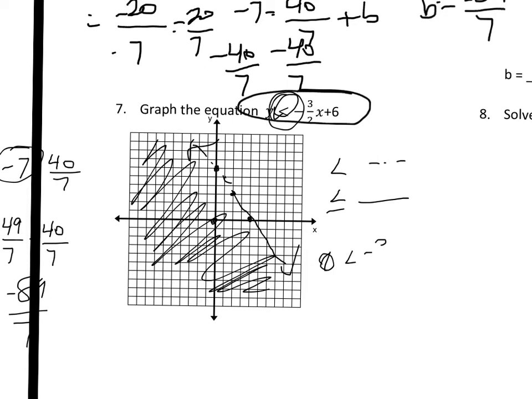0 is less than negative 3 over 2 times 0 plus 6. Well, 0 times anything is still 0. Plus 6, is 0 less than 6? It's true, so I shade in that region.